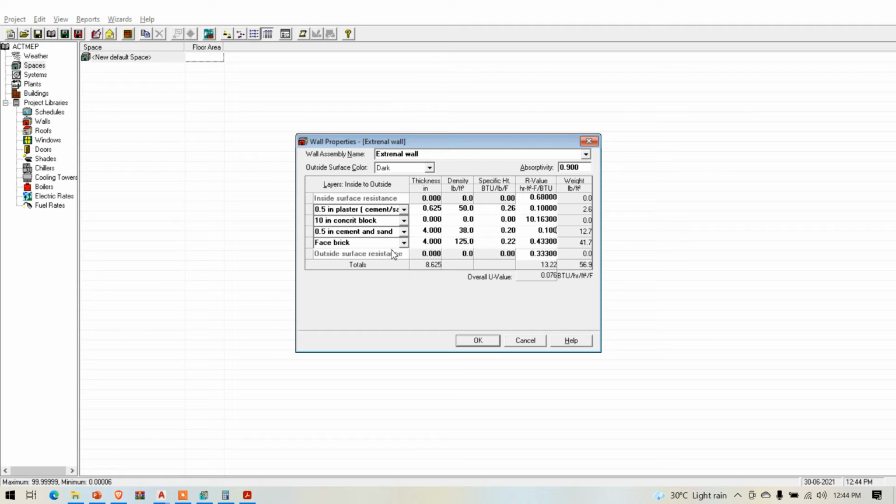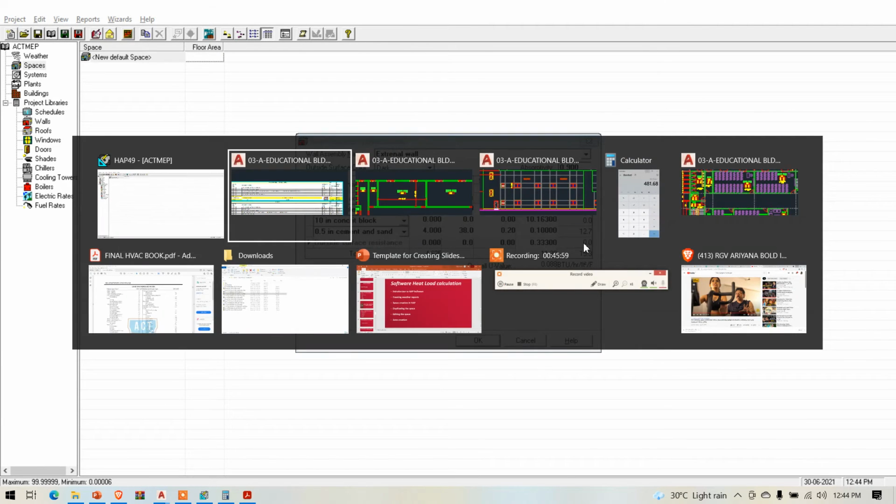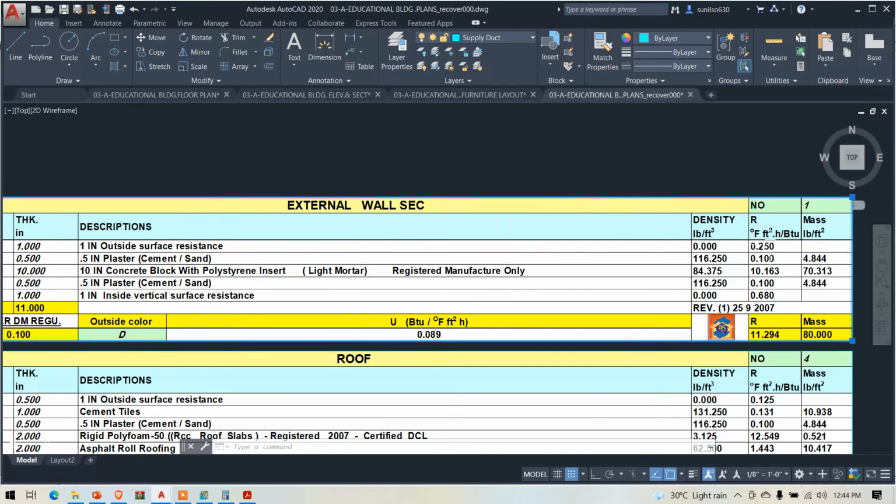0.100, and here it is not required because the outside surface is already there. If you want to delete this one, right click on it, and here we have an option called remove. Select the remove option, and we can remove one more row. Here we have outside surface resistance. This value we have to consider now. So the outside surface resistance value is 0.250.